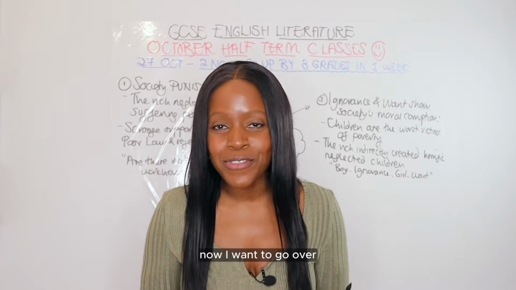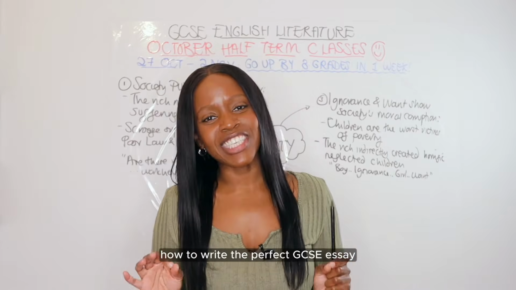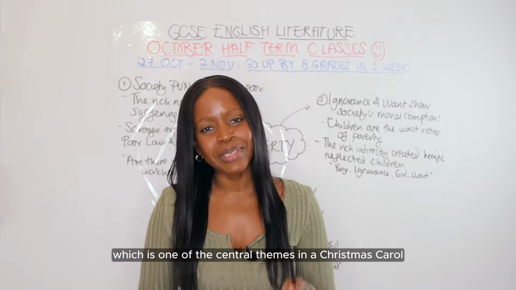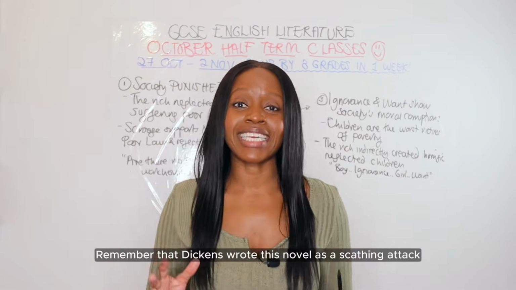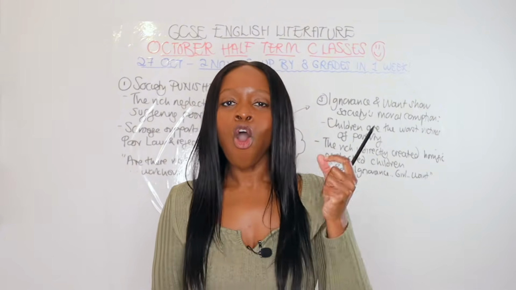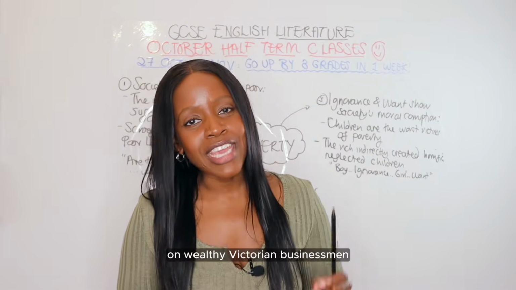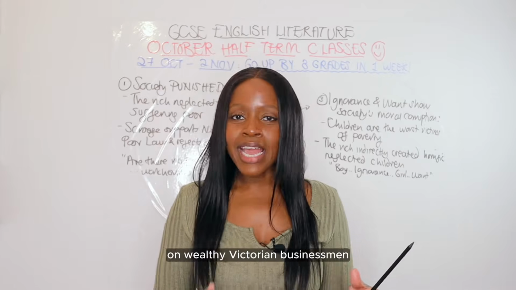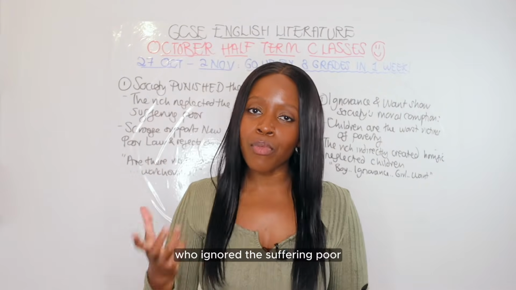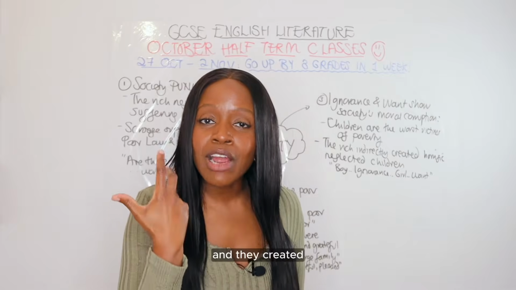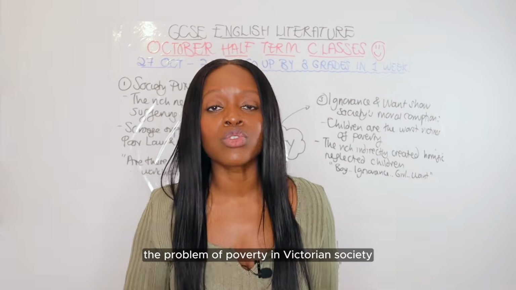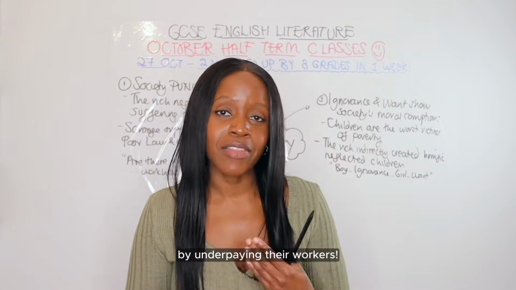Now, I want to go over how to write the perfect GCSE essay on the theme of poverty, which is one of the central themes in A Christmas Carol. Remember that Dickens wrote this novel as a scathing attack on rich, wealthy Victorian businessmen, the Victorian upper classes who ignored the suffering poor and also indirectly led to this problem of poverty in Victorian society by underpaying their workers.